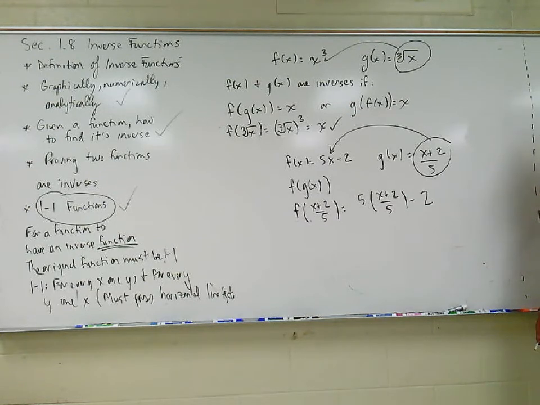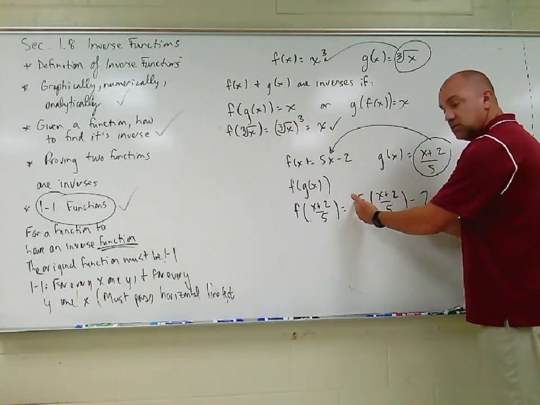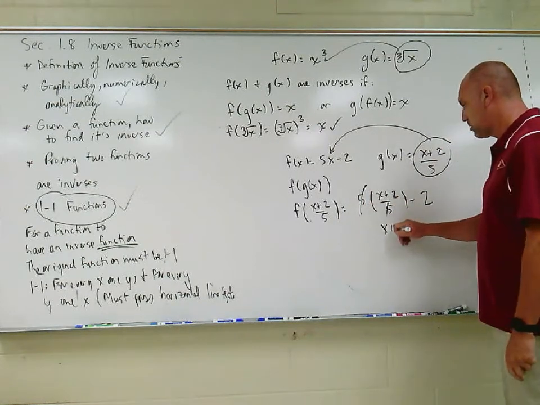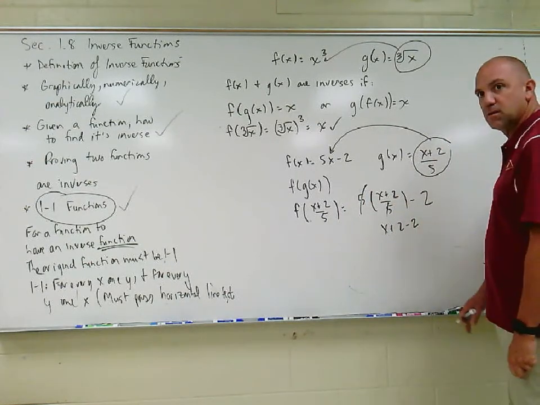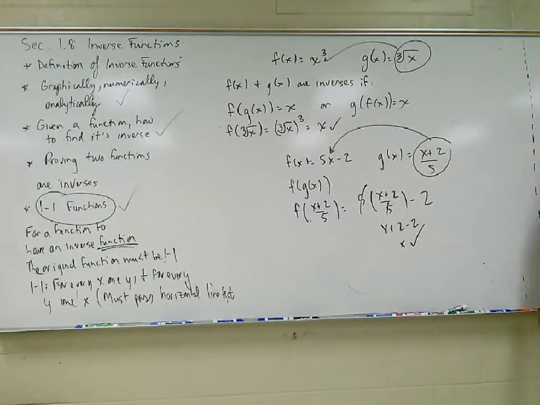I can barely hear you, but I think I know what you said. Can you say it one more time? Yeah, well, if you distribute the 5, what's going to happen to these two 5s? Yeah, they cancel. Here you're left with x plus 2 minus 2. Well, what do you get there? x. Boom, they're inverses.